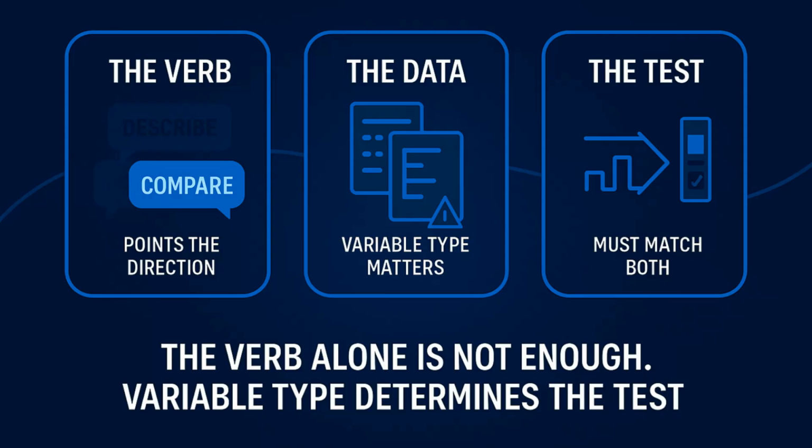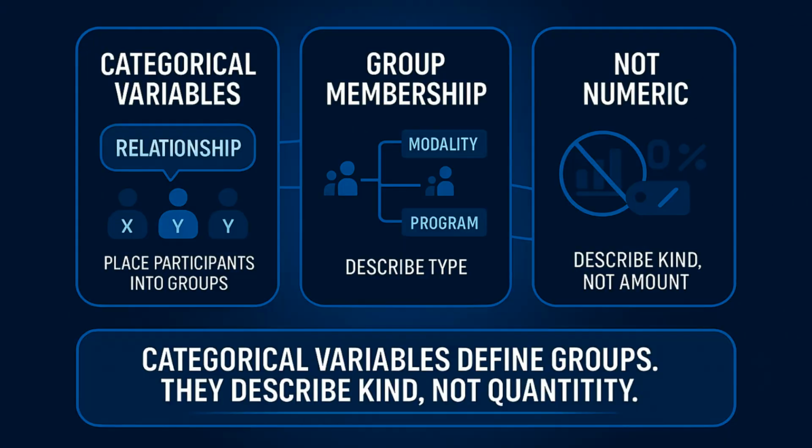The verb alone is not enough. The data produced by your variables must also match the test. This is where understanding variable types becomes essential. Categorical variables place participants into groups such as instructional modality, program type, or completion status. These variables describe kind, not amount.